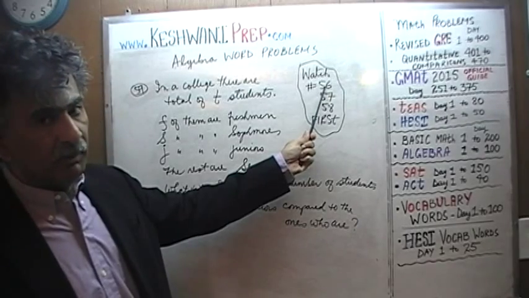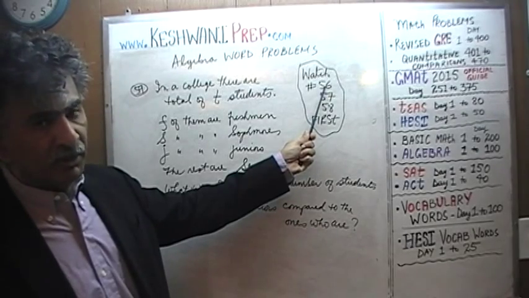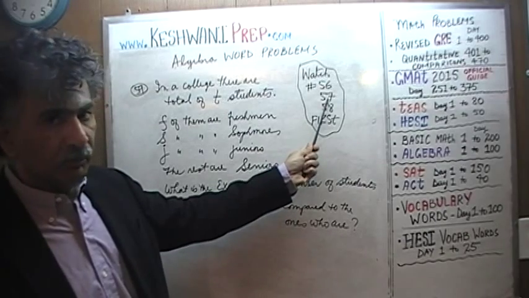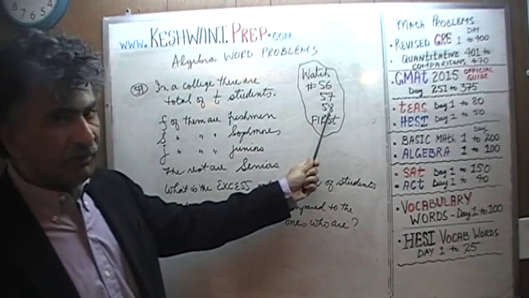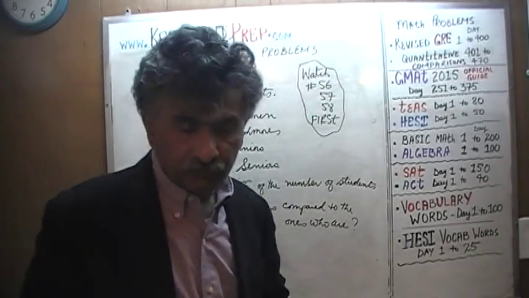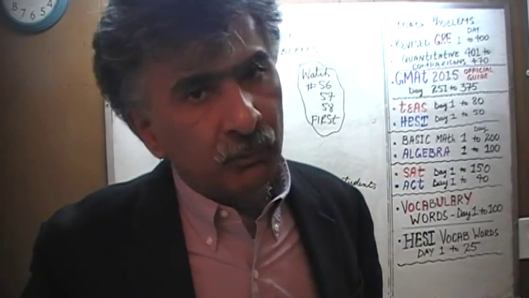For problem number 56, we did the simplest possible scenario. The one next to that was a little bit more complicated. And the last problem we did yesterday, number 58, was even more so. And today we'll do one more in the series.